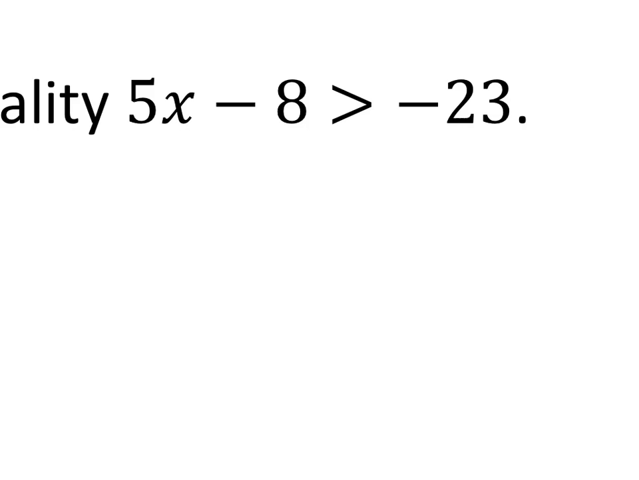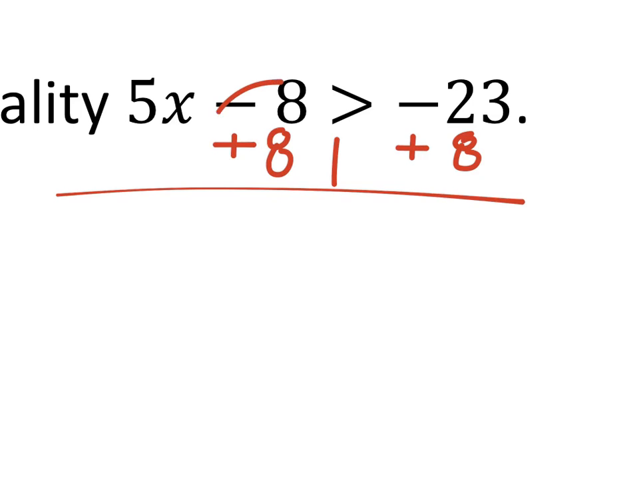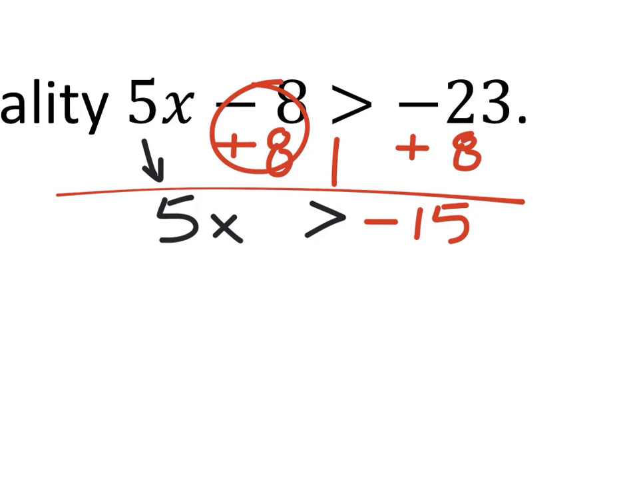So right here, just by solving equations, we would look, is there any distribution? There is none. Is there any combining like terms? No. So then we're looking to isolate the x's, which means I don't want that -8 right there. I want to zero that out. So I add 8 right there. And again, the principle of equality would mean if we do it to one side, we must do it to the other side as well. So that will zero out. We'll drop the 5x. And again, we have the same symbol right there, greater than. But now we got -23 plus 8, which is -15.